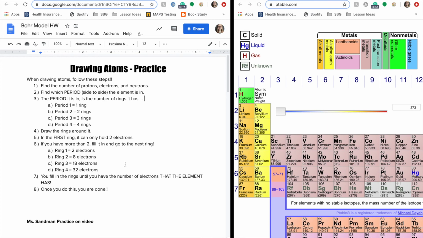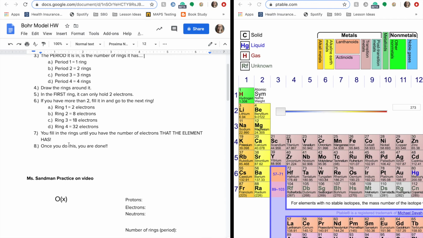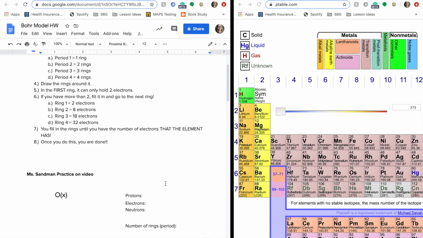Remember, each ring can only hold a certain number of electrons. So in your first ring, it can only hold 2 electrons, so if your element has more than 2 electrons, you need to move on to the next ring. The next ring can hold 8 electrons. Ring 3 can hold 18 electrons, and ring 4 can hold 32 electrons. You fill in the rings until you have the number of electrons that the element has. Once you do this, you are done.